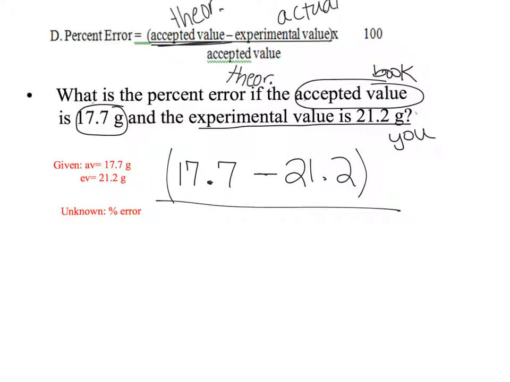Negative 3.5, is everybody getting that? Yeah? Okay. Negative 3.5 came from that, okay? So negative 3.5, you're just going to push divide. You don't need to clear your calculator. Just push divide. You're going to divide it by 17.7. Do you see that the book value shows up twice? Yours only shows up once.